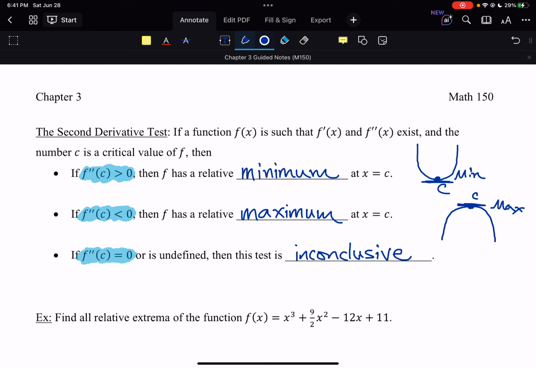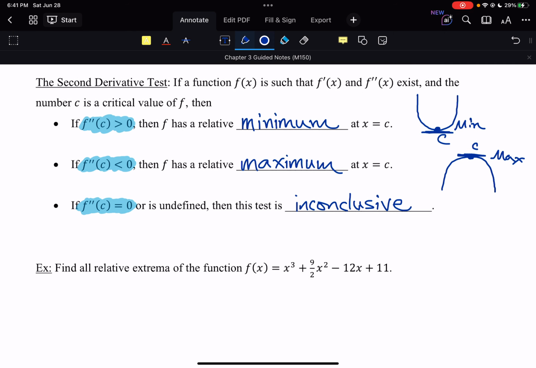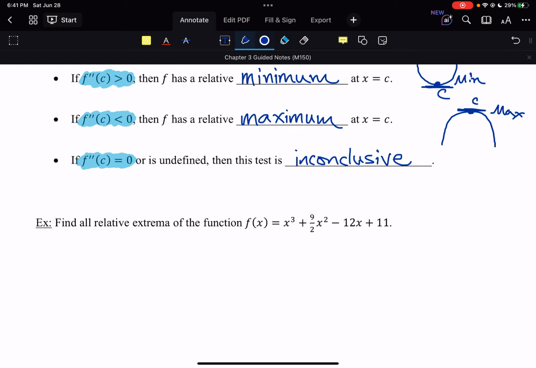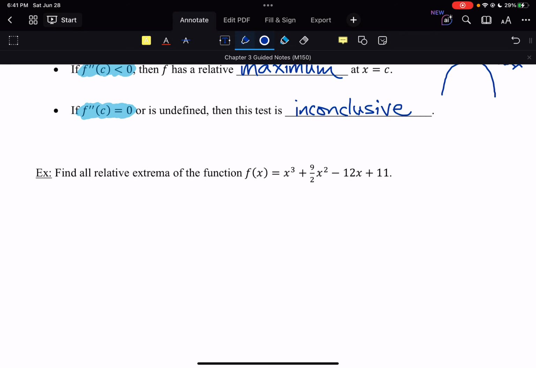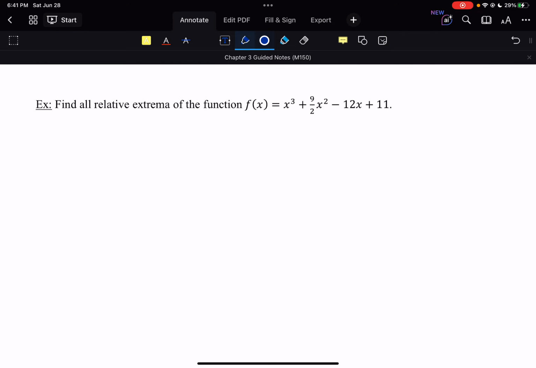So both of these tests do work. They're both like equivalent. Obviously, this one has the occasional case where you get an inconclusive result, but it can be a good help to us as well. So let's try an example out with this. Find all relative extrema of this function f of x. So we're going to get the critical values first. So we're going to take the derivative.